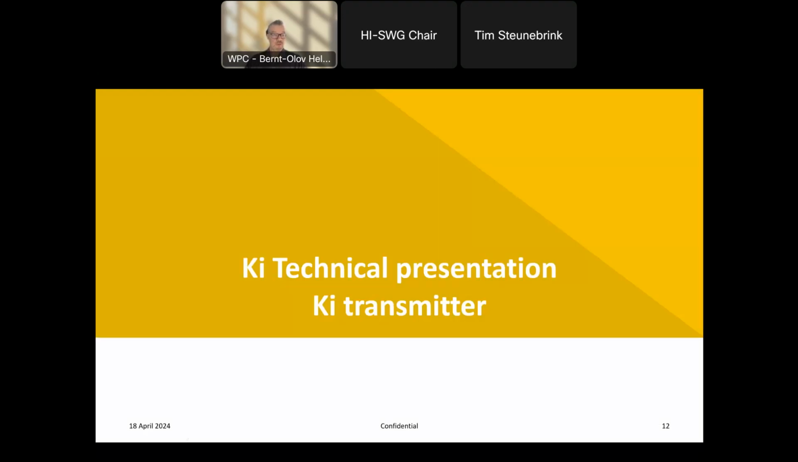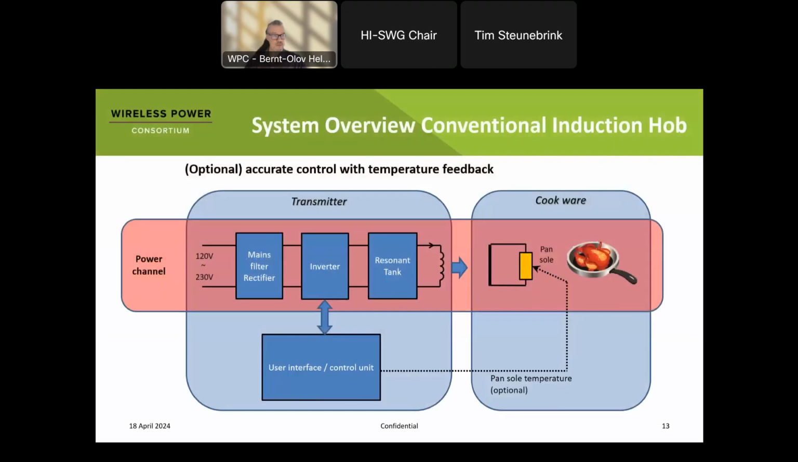I will start with the system overview and then talk about the structure of a Ki transmitter. So this is a simplified view of a conventional induction hob. This is the transmitter, and it contains a power converter, and it's delivering the high magnetic field through the coil that is creating eddy current on the surface of the frying pan, for example.